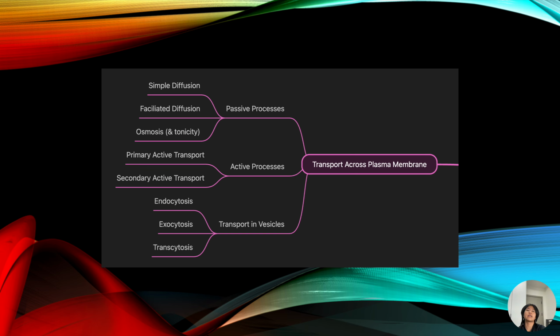Next, let's talk about active processes. So everything is the opposite of passive processes. Active processes, as their name suggests, require energy. So you're actively pushing one thing to the other side of the plasma membrane. And this is going against the concentration gradient.